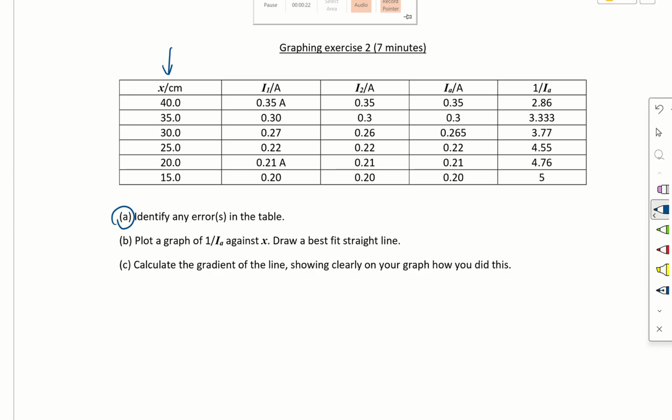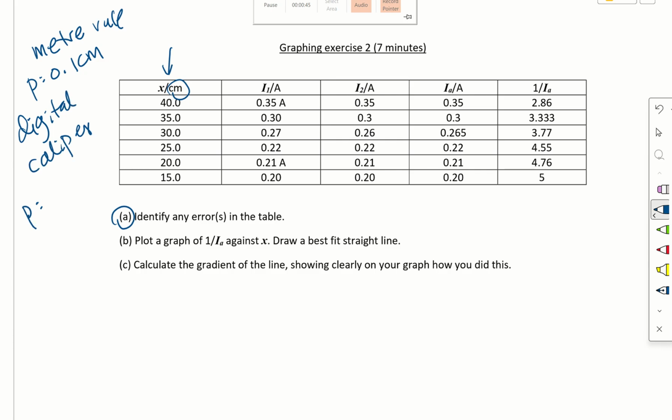Instrument or apparatus for measuring length is either the meter rule, which actually has a precision of 0.1 cm, okay, because this is in cm, right? And the next one is actually a digital caliper. Okay, so all this you need to memorize. The precision is 0.01 cm. Then something that's more precise is your digital screw gauge, or micrometer screw gauge. The precision is 0.001 cm.